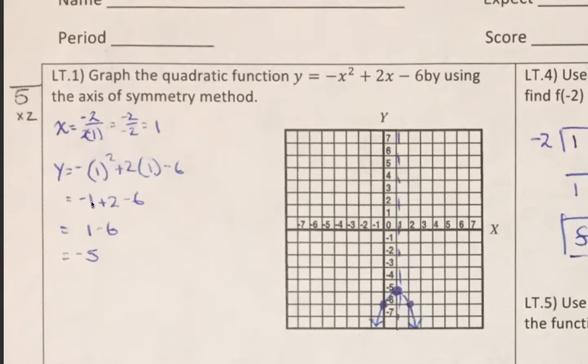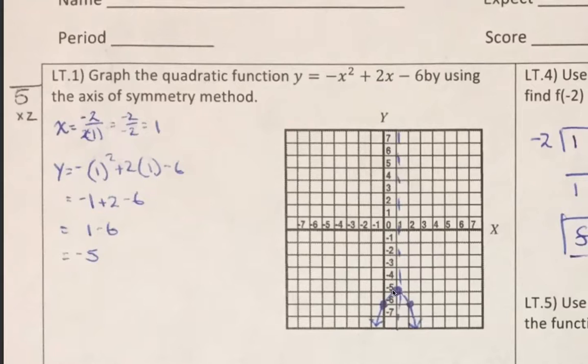And so I wind up with negative 1 plus 2. This number right here will always be opposite and double the first term. And then I wind up with negative 5. So I've got 1, negative 5 is my vertex. And then at this point, I can either use the y-intercept, which is at negative 6. I can just plot that and the symmetric point over here.